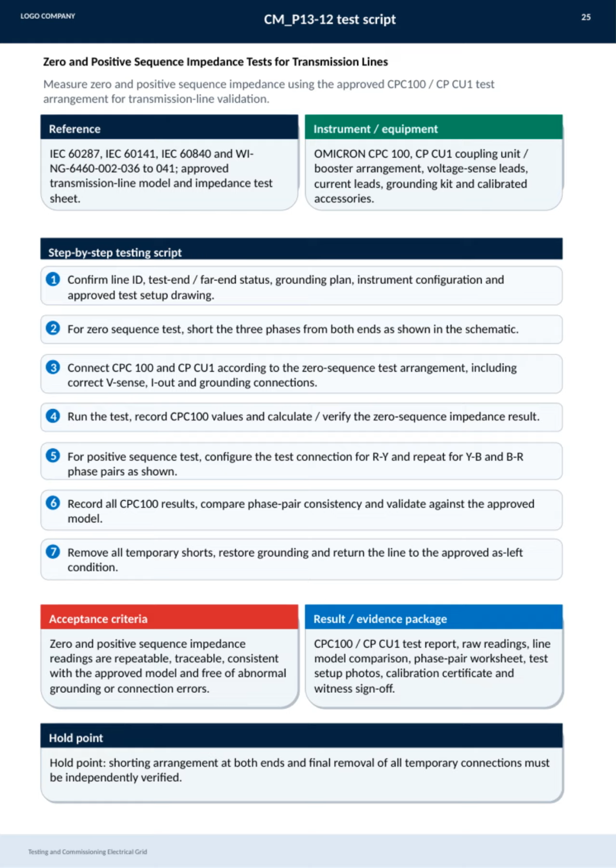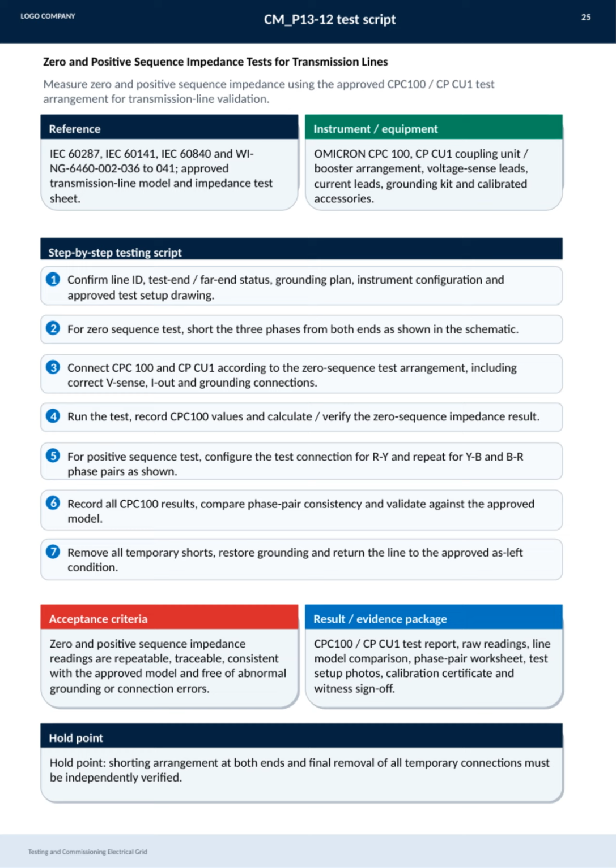After running the test, we record and verify the zero sequence impedance results. Next, for the positive sequence test, we configure the connections phase pair by phase pair, capturing consistent readings for each. All results must be compared against the approved transmission line model to confirm accuracy. It's critical to remove all temporary shorts and grounding connections afterward, restoring the line to its original approved condition.